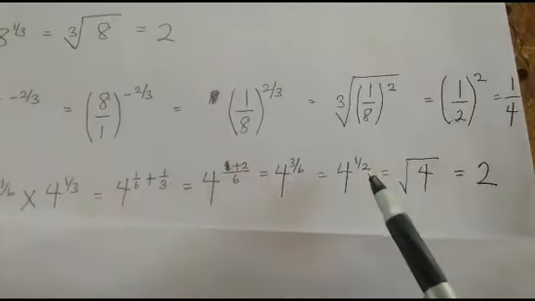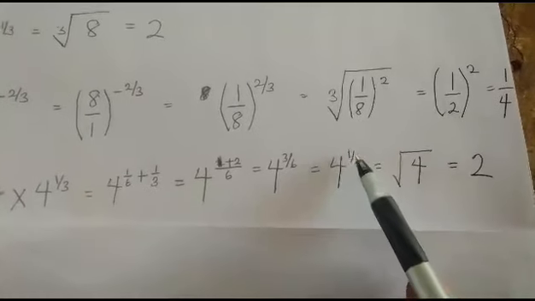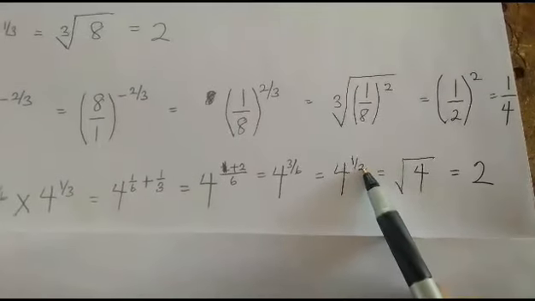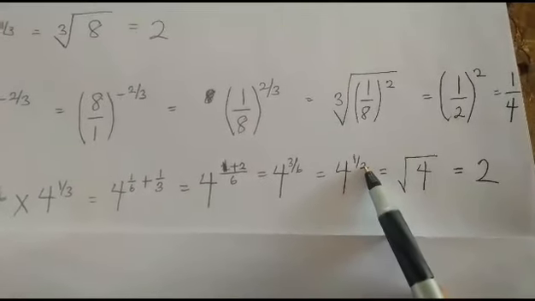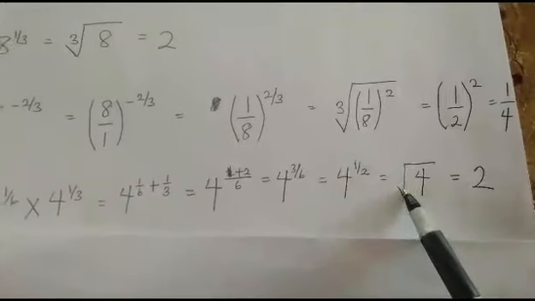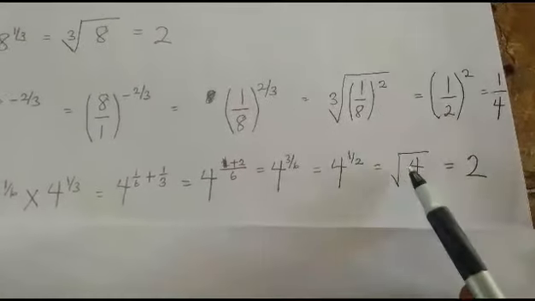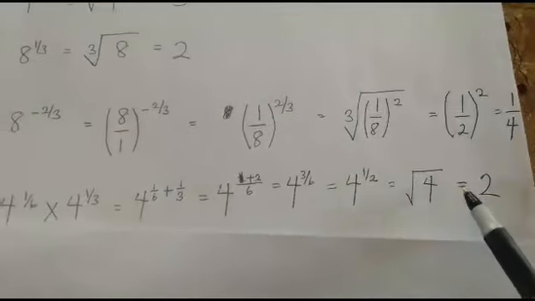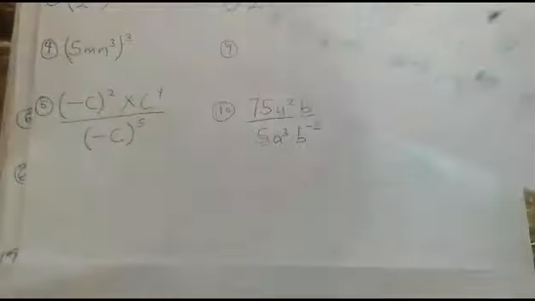Now if you look for the square root, this is 4 raised to the power of 1 over 2. This 2 is the denominator of this fraction, which is used to look for the root. So you look for the square root of 4. The square root of 4 gives us 2. So that will be our final answer.